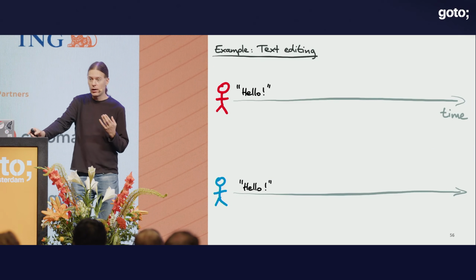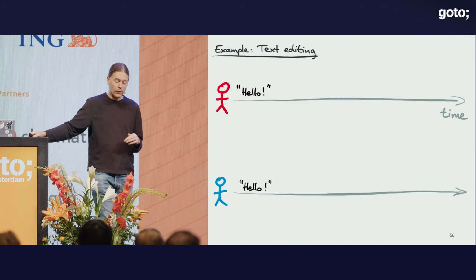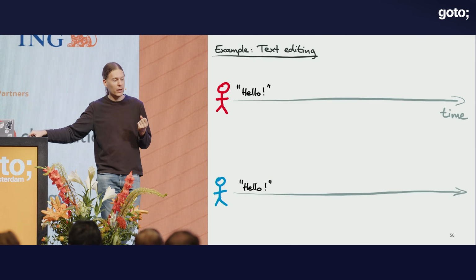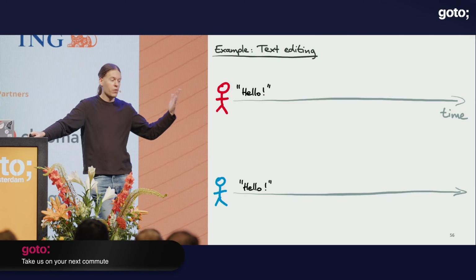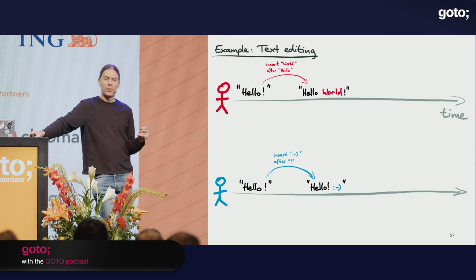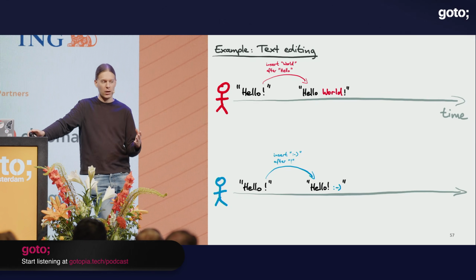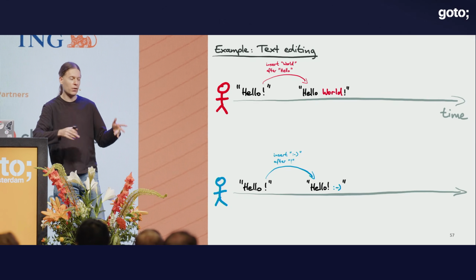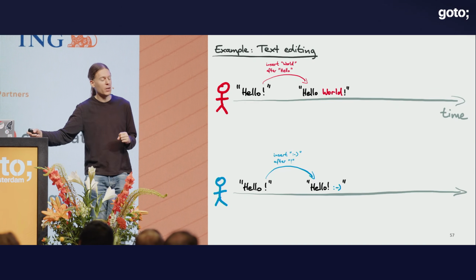Another type of edit that Automerge can merge automatically is text editing. And so this is coming back to the Google Docs style example again. You can imagine users having a text. Both users start off with the same text, hello, exclamation mark. And the red user at the top edits the text by inserting the word world before the exclamation mark. And concurrently, on a different branch, the blue user at the bottom inserts a smiley face after the exclamation mark.